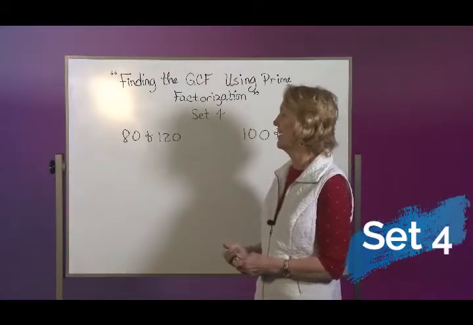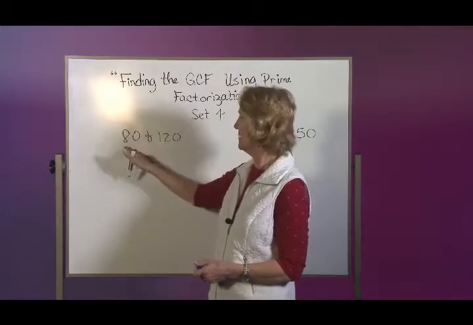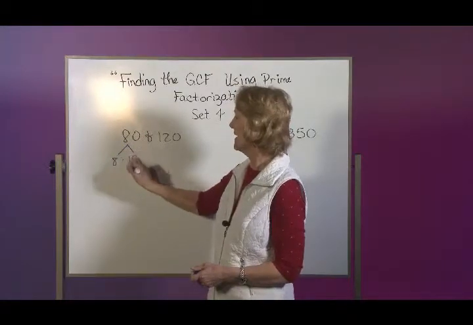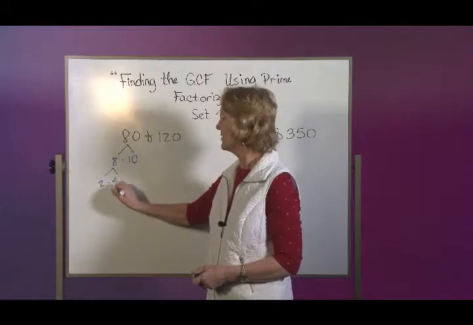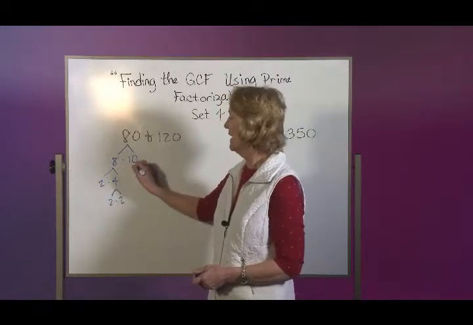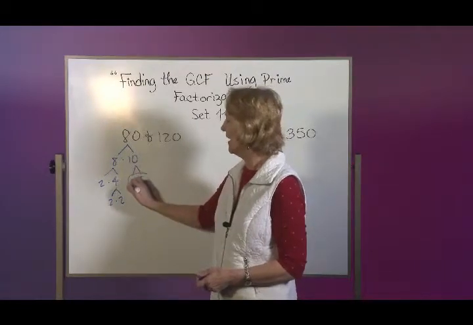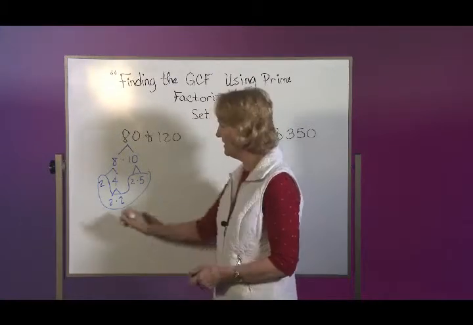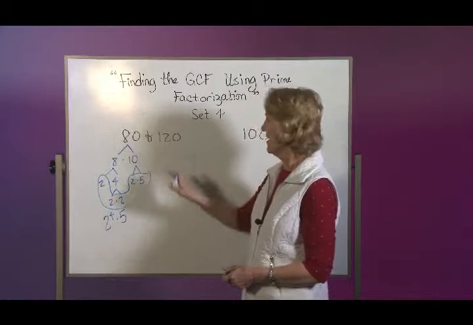This is set 4. So we have to find the prime factorization of each of the two numbers, 80 and 120. 80 is 8 times 10, but 8 is 2 times 4, but 4 is 2 times 2. 10 is 2 times 5. Now you gather all the prime factors. It has the prime factorization of 2 to the 4th times 5.